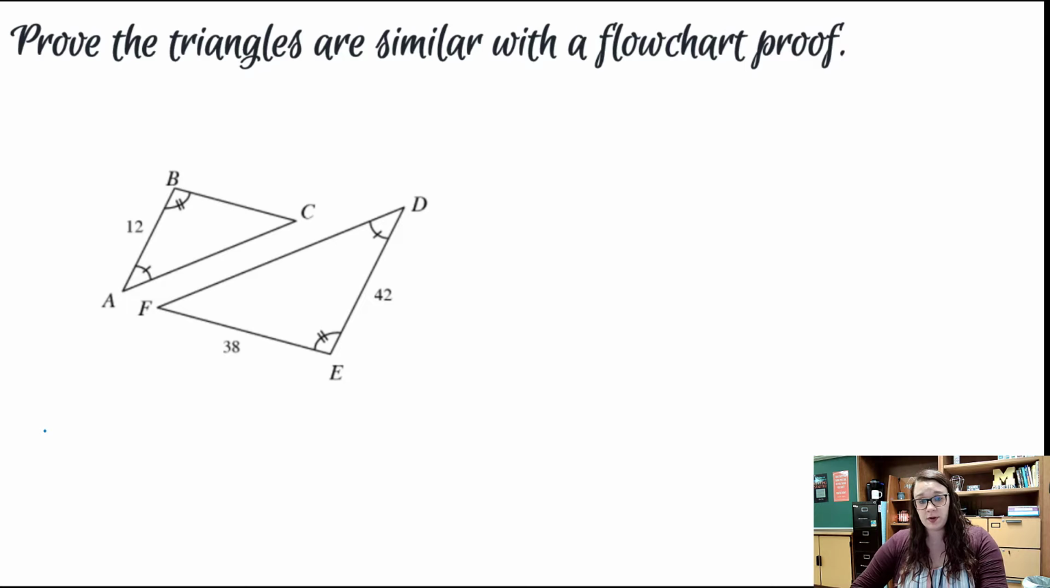So there's two different types we're going to do. We're going to do 4 problems total, 2 of a flowchart proof and 2 of 2-column proofs. So this one is asking us to prove that the triangles are similar. So let's see what we can do here.